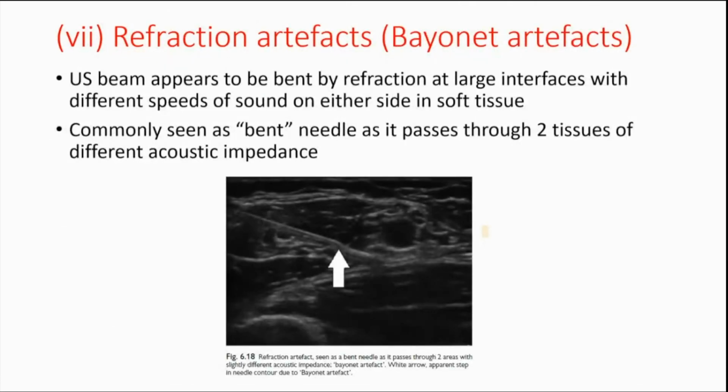Next, we have the refraction artifacts, which look somewhat like a bayonet. The ultrasound beam can be bent by refraction at large interfaces with different speeds of sound on either side in the soft tissue. So this is commonly seen like a band, as you can see in this picture here, as it passes through two tissues with different acoustic impedance.